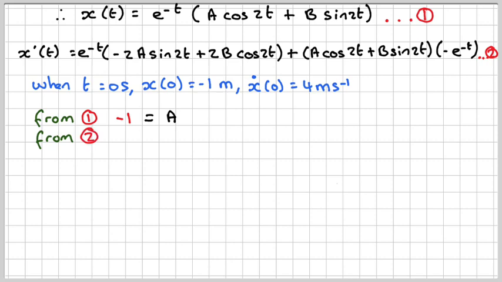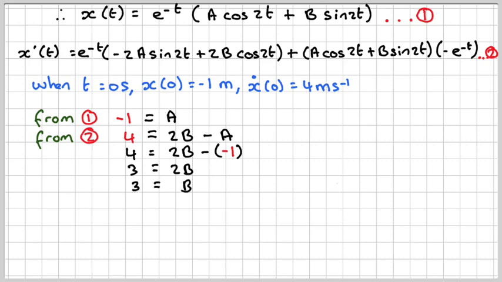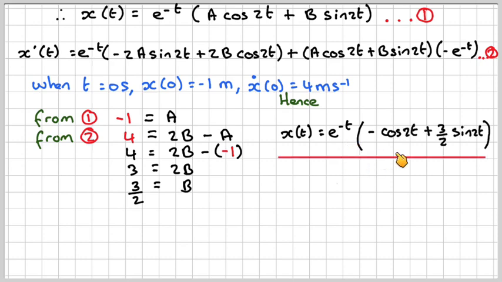And then from 2, we can say that 4, because the initial velocity is 4, anything with sine in we can ignore. So we're going to have 2b from here, and we're going to have minus a from here. So we've got a minus sign here, we've got an a here, this one will be 0. Okay, we already know that a is minus 1, and therefore 3 will be equal to 2b, b will be 3 over 2. So therefore the displacement at each point of time will be e to the minus t times minus cos 2t plus 3 over 2 sine 2t.